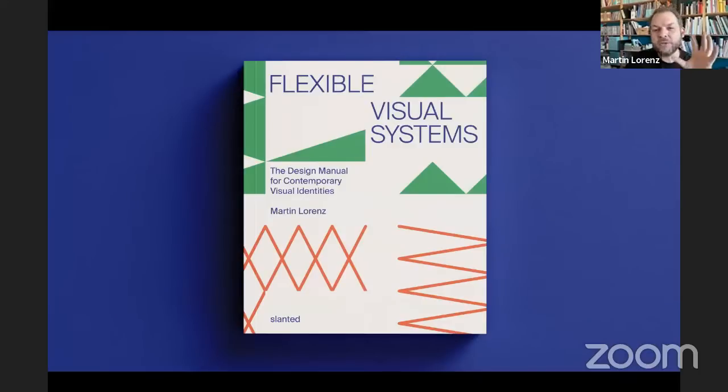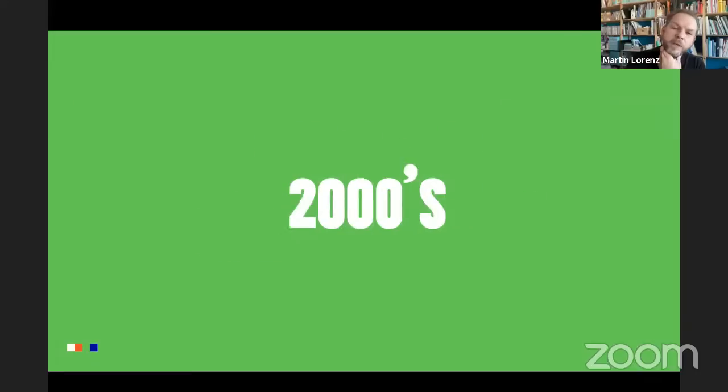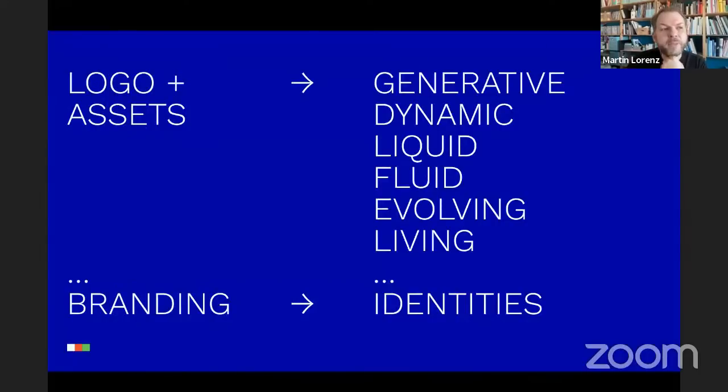But before I start to show images of the book, I want to give you a little bit of background on where these ideas are coming from. I graduated from the Royal Academy of Art of The Hague in the 2000s. If you lived through the 2000s, you were probably aware that something changed during that time. We saw a lot of different terms pop up that tried to describe a new, different kind of identity.